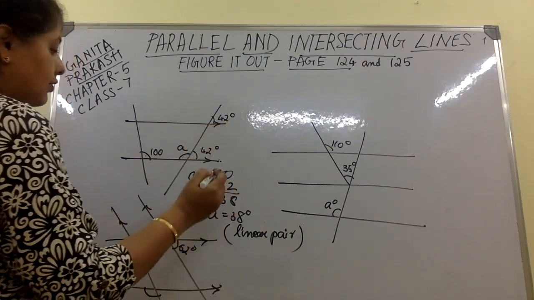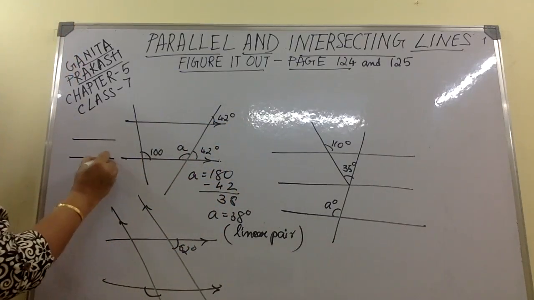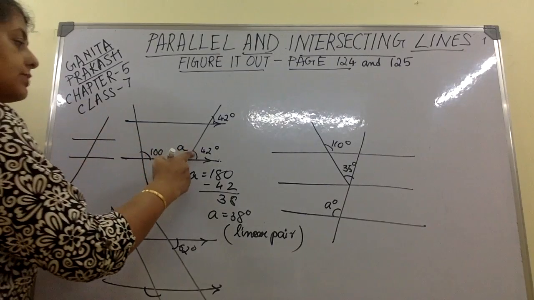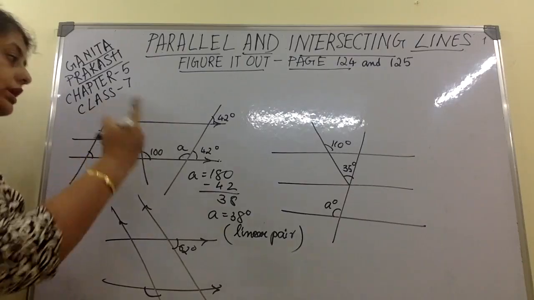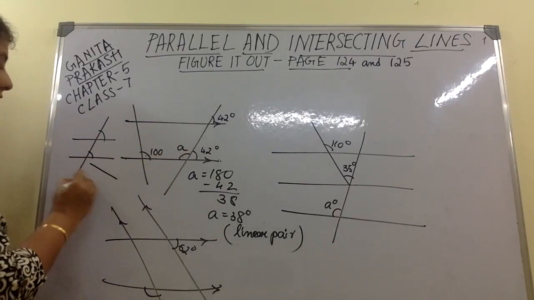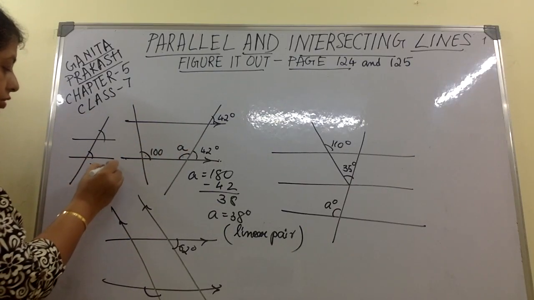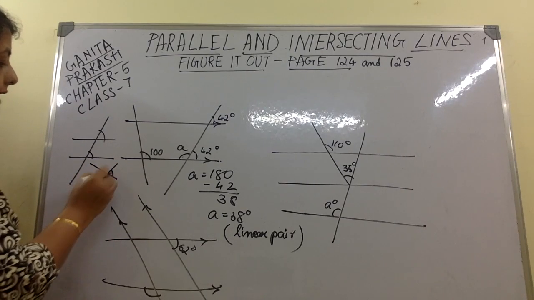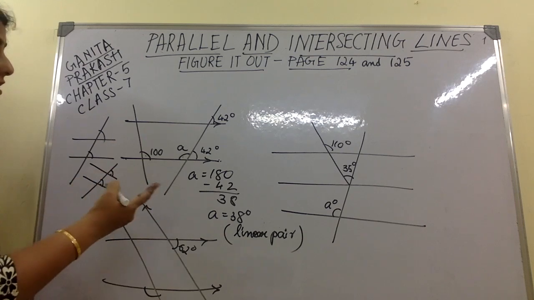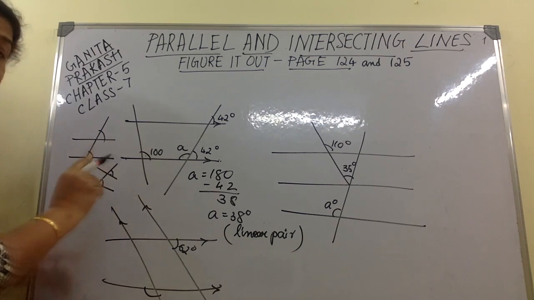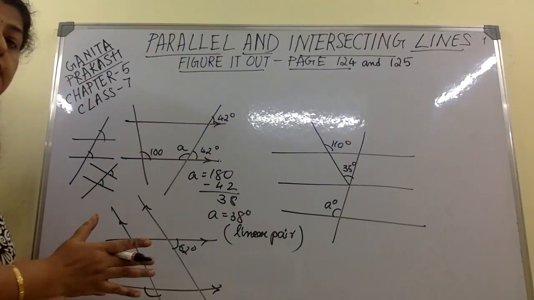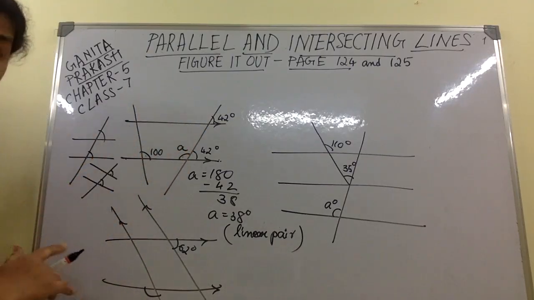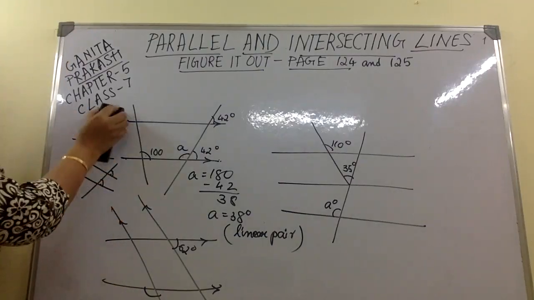So you always have to see which is the parallel line, and then apply the rule, because corresponding angles are equal only for parallel lines. If the two lines are not parallel, then these angles will still be called corresponding angles, but they will not be equal. They are equal only when the lines are parallel. Okay, so next question, let us see.